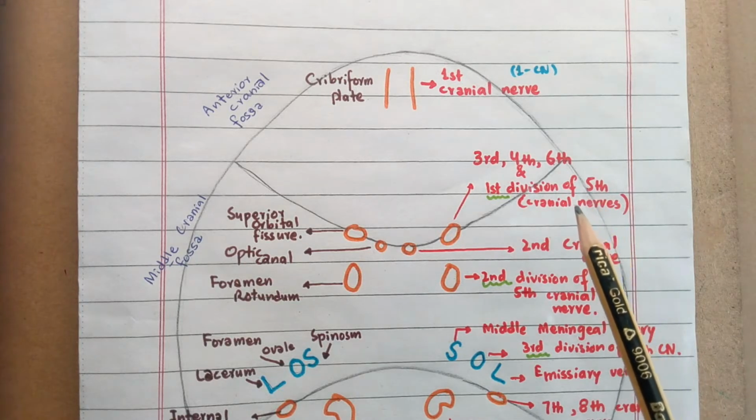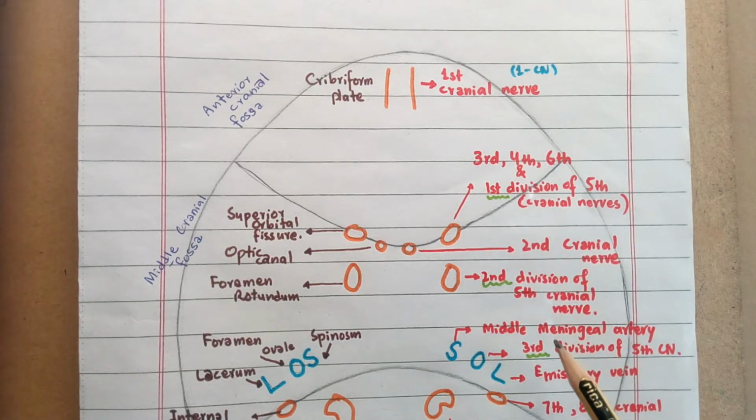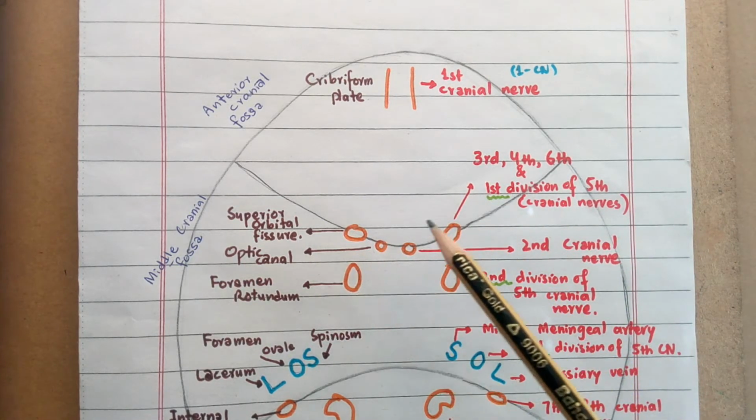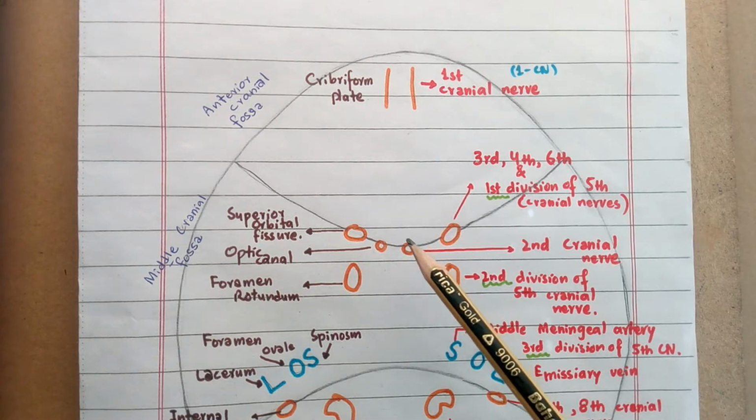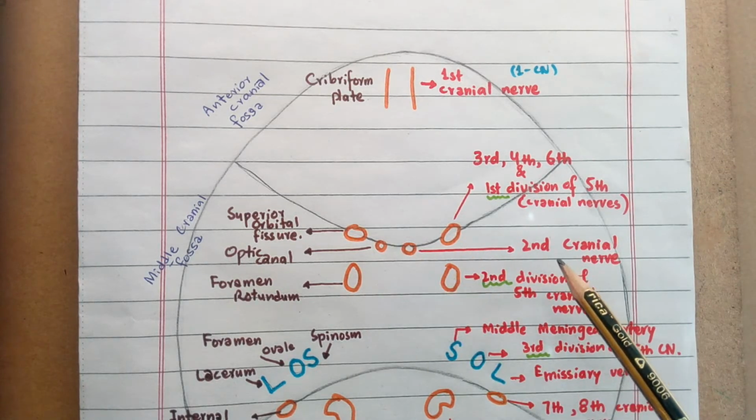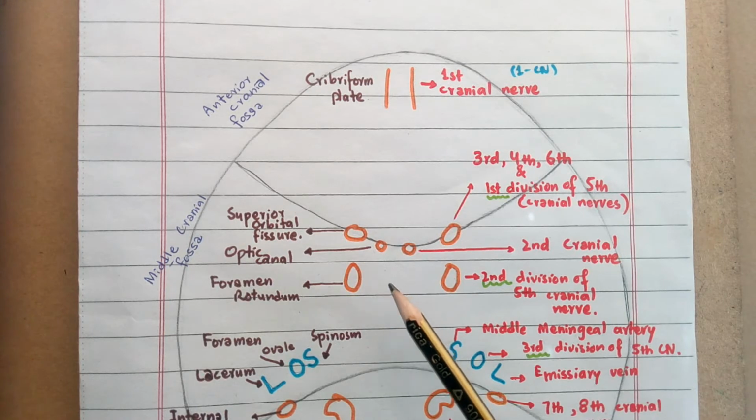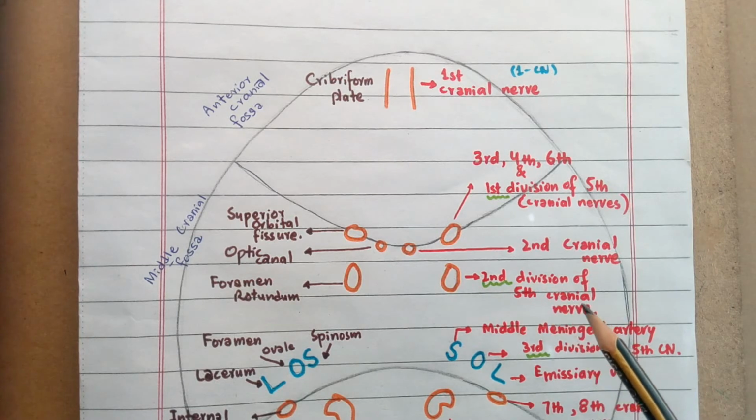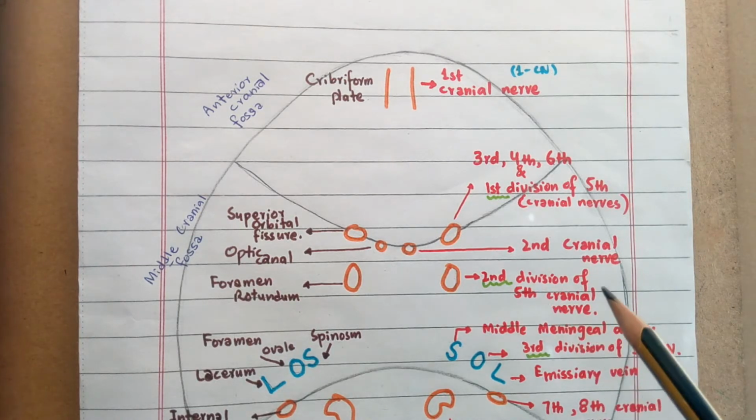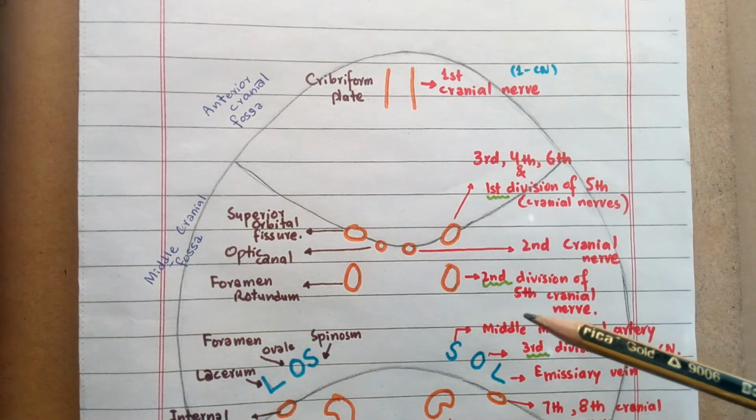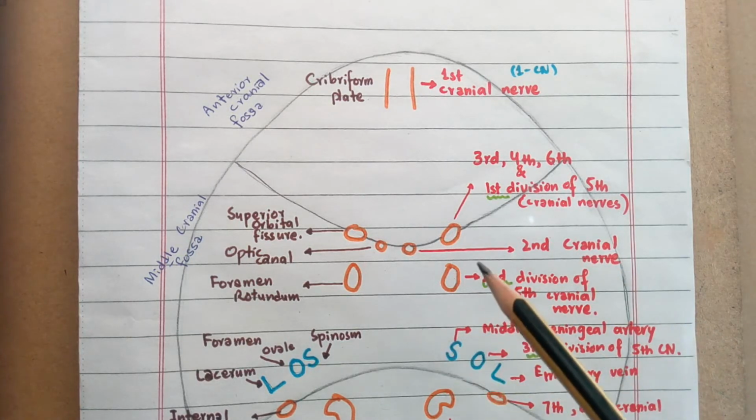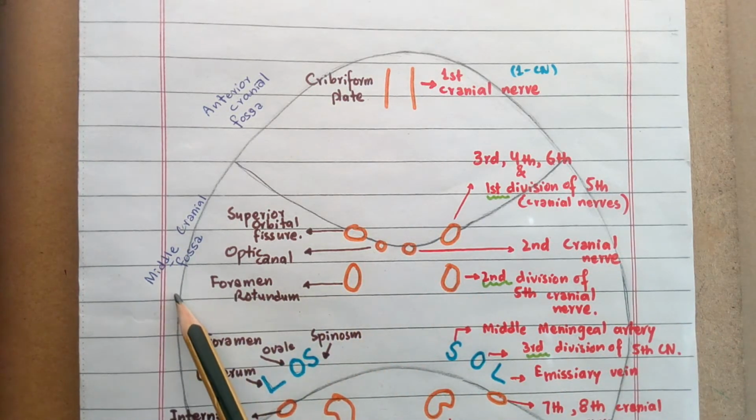The fifth cranial nerve has three divisions: first, second, and third. The first division passes out from the superior orbital fissure. Then the optic canal, which is also present near the superior orbital fissure; the second cranial nerve passes out from it. Then the foramen rotundum, which passes the second division of the fifth cranial nerve, present in the middle cranial fossa.